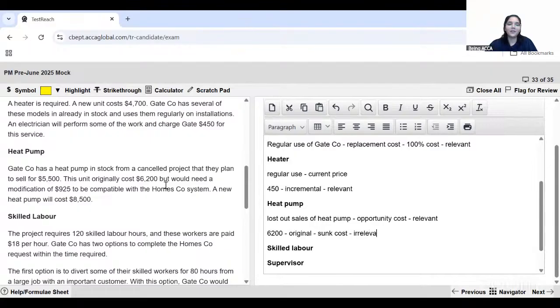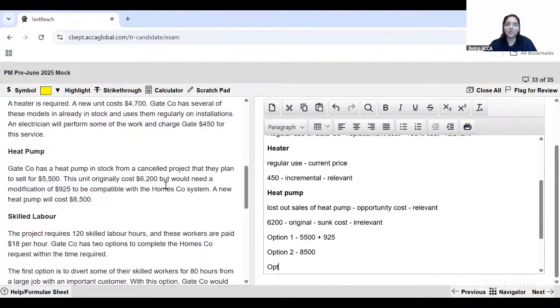Then if you read further, what did it say? 925 to make it further compatible. So option one was to spend 5,500 plus 925 to make it compatible. Option two was to pay $8,500. So option one was chosen because it was cheaper. So the cost of option one we have included as the relevant cost.